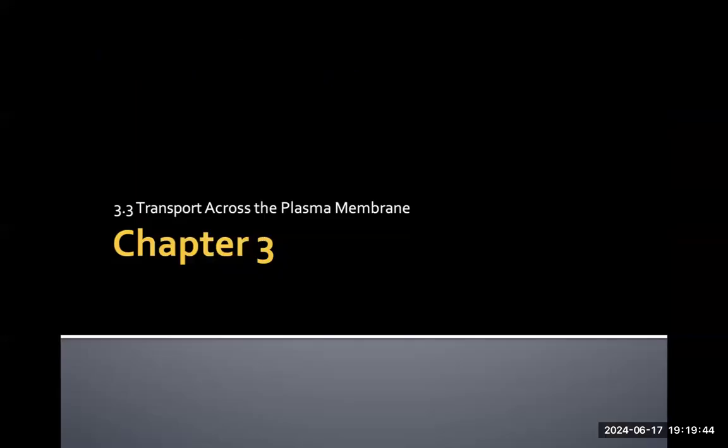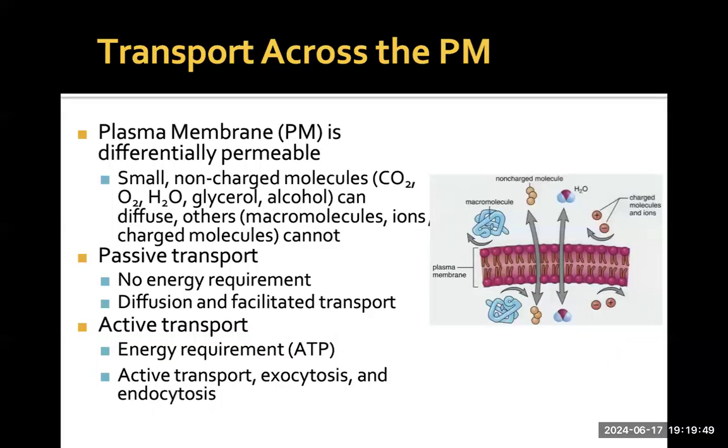Okay, so transportation is really, really big in regards to the cell. And again, there's different types. So transport across the PM, the plasma membrane, is going to be differentially permeable. Differentially just means it changes. Permeable means what can go through. So transport through the plasma membrane changes dependent upon how easy or hard it is to move through, which we'll start talking about here.